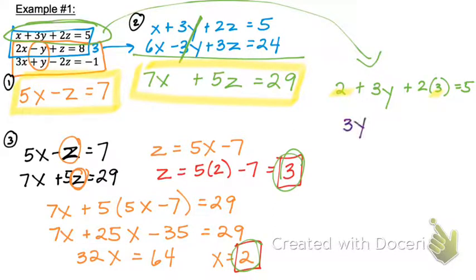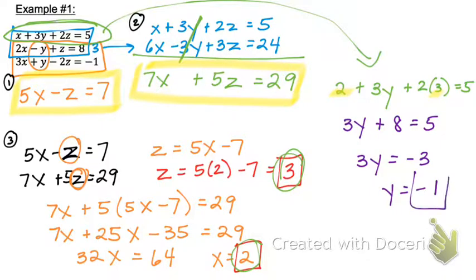So 3y plus 8 equals 5. 3y equals -3. y equals -1. So now I'm going to write it not as an ordered pair because I have 3 numbers, and it's going to go x comma y comma z. So 2, -1, 3.